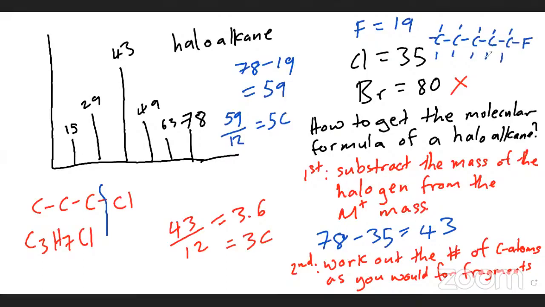All right. Yes, sir. 59 divided by 12 isn't 5. It's 4.91. 12 times 5 is 60. Right. So yeah, it is under the 5, right? Yeah. So it'll be 4. Right. Yeah. Thank you for that.